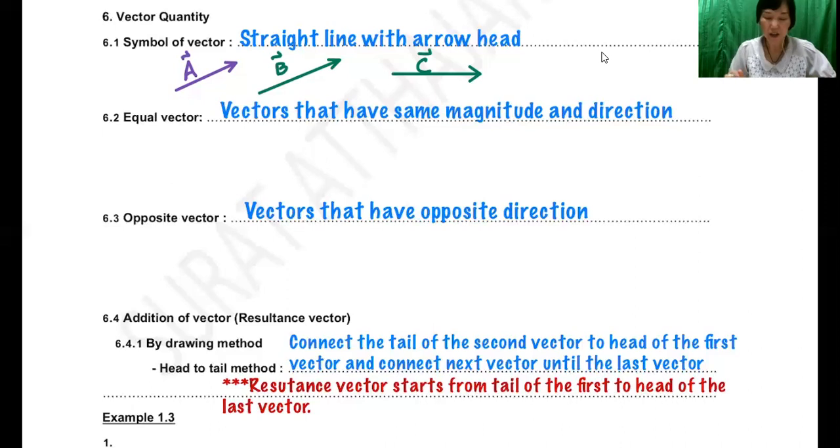Okay, next is equal vectors. What about equal vectors? If we have vectors that are equal, it means that those vectors have the same magnitude and direction. Okay, they have the same magnitude and the same direction.